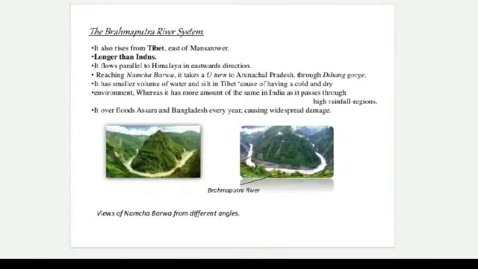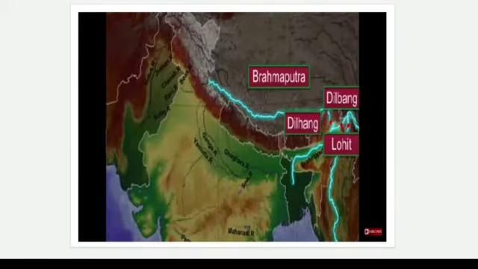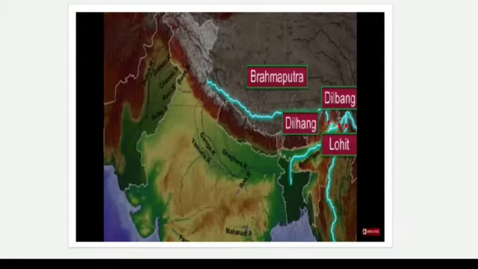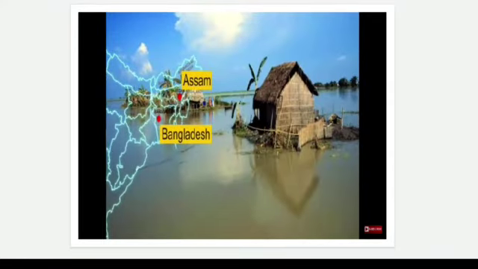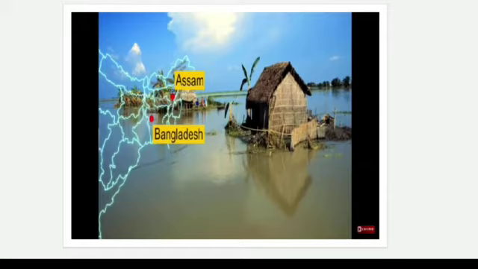It is longer than the Indus river and it flows parallel to the Himalayas in an eastward direction. When the Brahmaputra river reaches Namcha Barwa, it takes a U-turn and enters India in Arunachal Pradesh. Here it is known as Dihang and it is joined by many tributaries like Dibang and Lohit and many other tributaries.